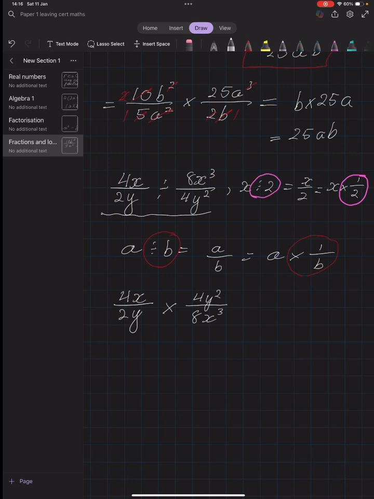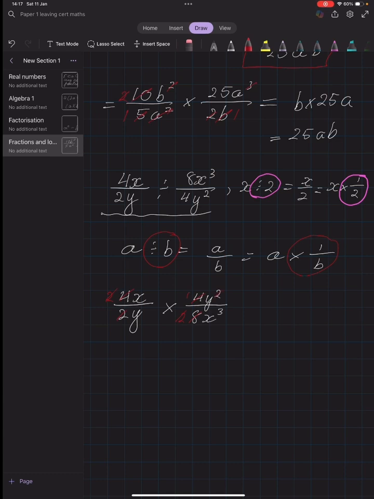Okay? So now, when you have a division in fractions, always change it to multiplication and flip it. So I'm just putting what was on the bottom is now on the top, and what was on the top is now on the bottom. That's all. So now, 4 divided by 2 is 2. I can divide the top and the bottom by 4. That 2 and that 2 cancel. So all my constants just go away.